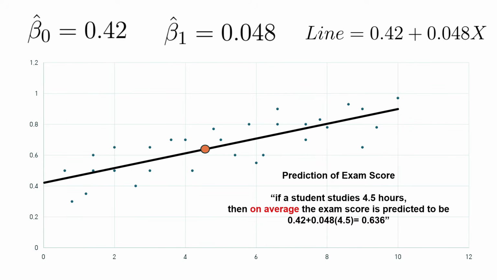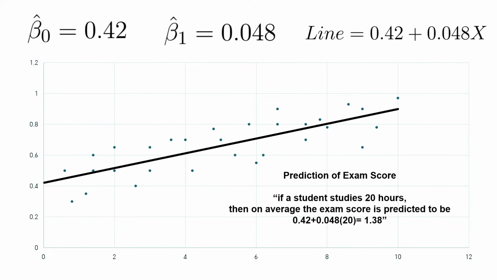What about 20 hours? Well, according to the econometrics model, or the equation, we can say that if a student studies 20 hours, then on average, the exam score is predicted to be 1.38. But remember that since the maximum score is 1, getting 1.38 is not possible in reality. So if I trust the econometrics model that we came up with, I would personally say that if someone studies for 20 hours, the score is predicted to be somewhere around 1. Okay, so you've got to be careful in the interpretation sometimes.